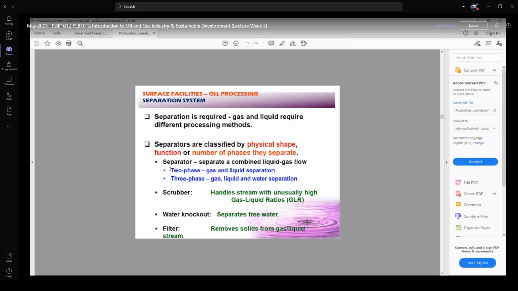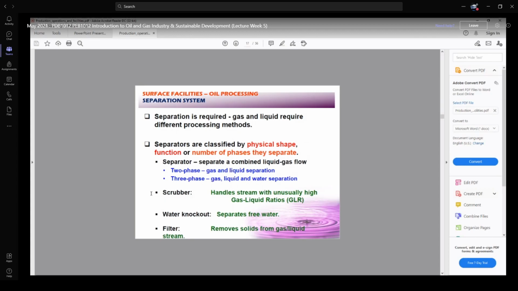One separation technique is the two-phase separation, and the second is the three-phase separation. The two-phase separation, where we separate the gas from the liquid, is a two-phase separation. If we separate the gas, liquid, and water, where liquid means oil, then that will be called the three-phase separation process.